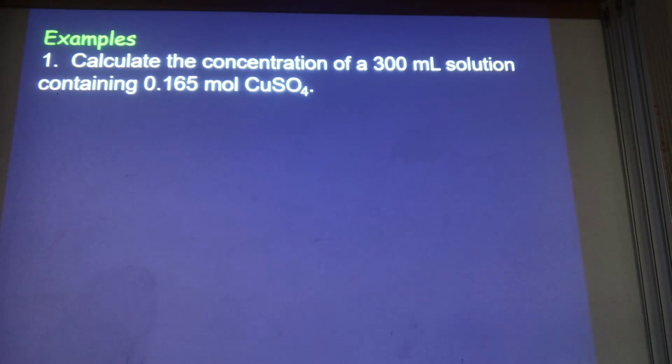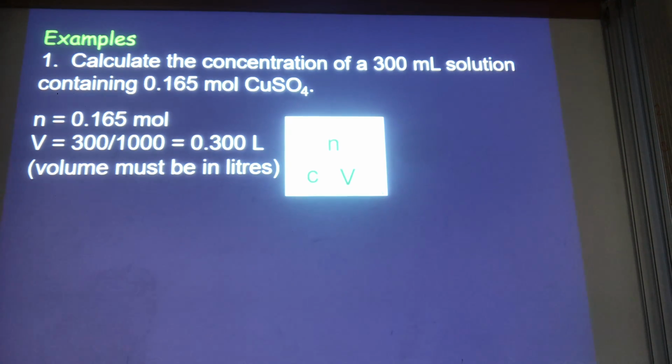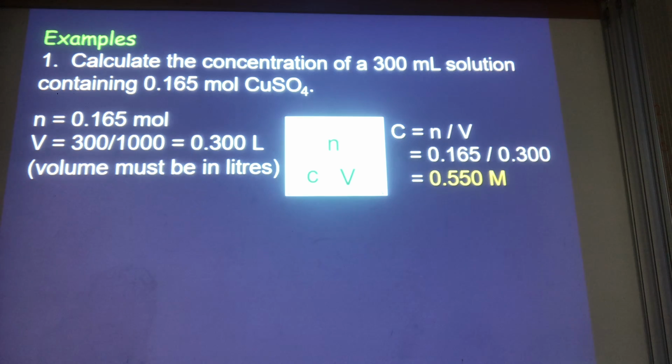So let's do some examples. Calculate the concentration of 300 mils of 0.165 moles. Okay, we've got the number of moles of the substance. Our volume, of course, has to go into litres though, so divide 300 by 1,000 to get into litres. Single most common mistake with this concentration work is forgetting to turn mils into litres. Then sub into the formula, C equals N over V, N over V, gets you your answer.